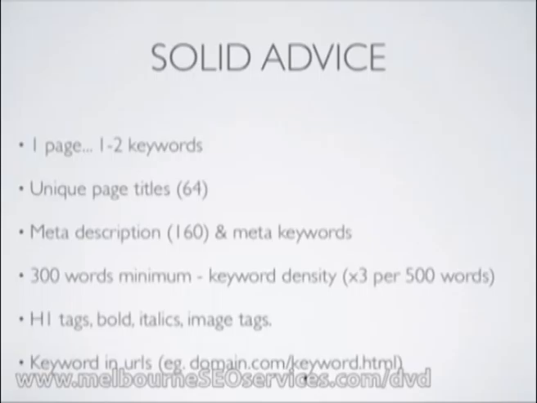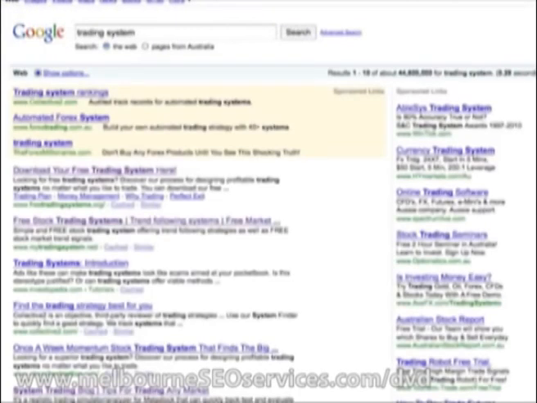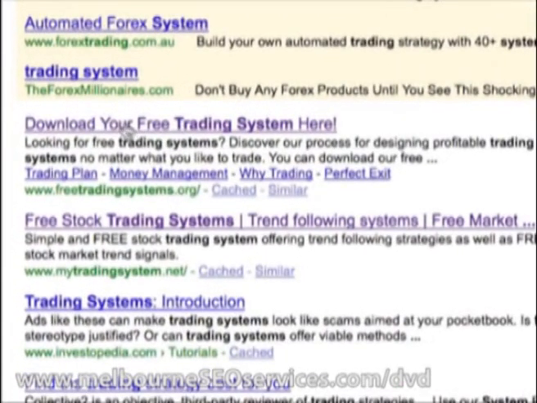So it might be something like freetradingsystems.org/trading-goals.html. That's just an extra way to say, yep, Google, this page is about what it is I'm talking about. Now I'm just going to head over to here and I just want to search, let's say trading system, continuing with this example of the freetradingsystems.org. I've just searched this here and I want to talk you through the title and the description just so you know how important they are.